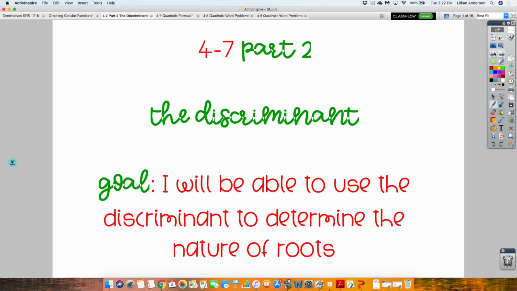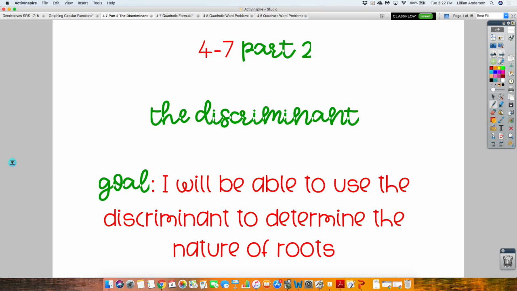Okay. So, discriminant, you guys are going to be able to use that part to determine the nature of the roots. Remember, roots is another word for... square root? No, not that type. Roots, think quadratics. It's another word for solutions, AKA x-intercepts. So roots, solutions, x-intercepts, they all mean the same thing.